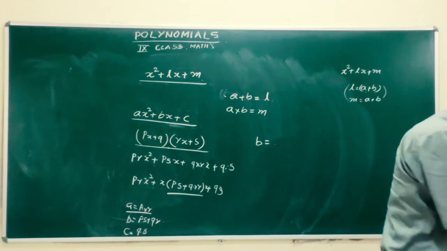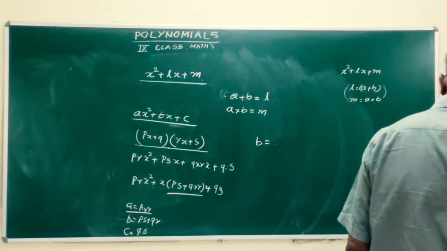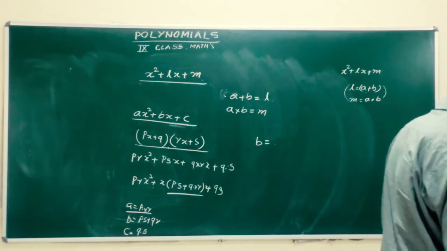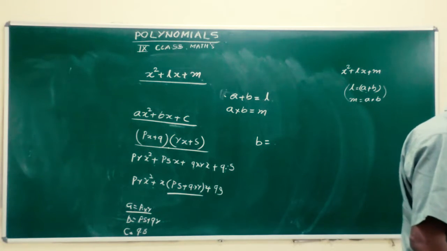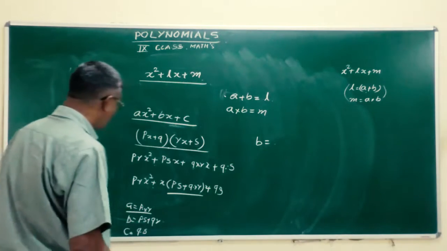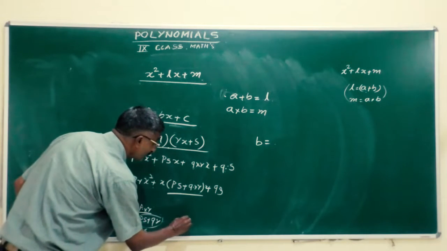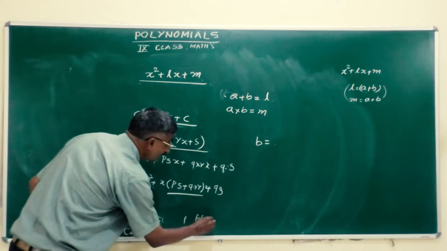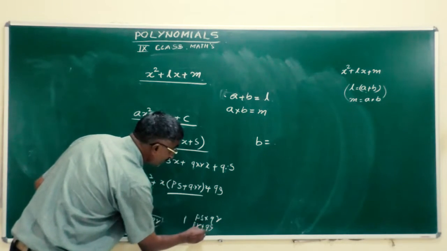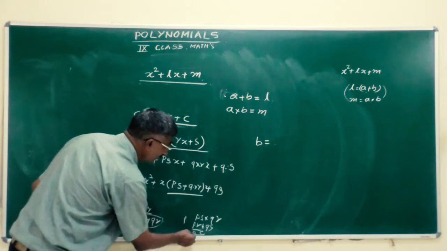So B is QS plus PS plus QR, correct. C is equal to QS, it is correct. So we show that B is the sum of the two numbers, that is PS plus QR, whose product is PS into QR. So we can write PR into QS. So this is A and this is C.